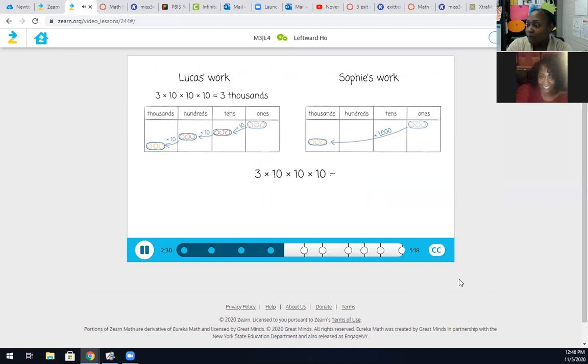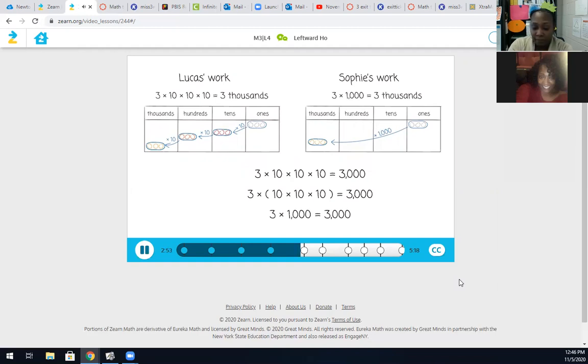That's right. Sophie, what does your work show? On my place value chart, I showed 3 ones times 1,000. It looks different, but it's really the same as Lucas's because you can group together the 3 tens in his equation so that he has 3 times 10 times 10 times 10. And then that's just 3 times 1,000. I love it. Sharp thinking. Let's keep grooving and try another problem.